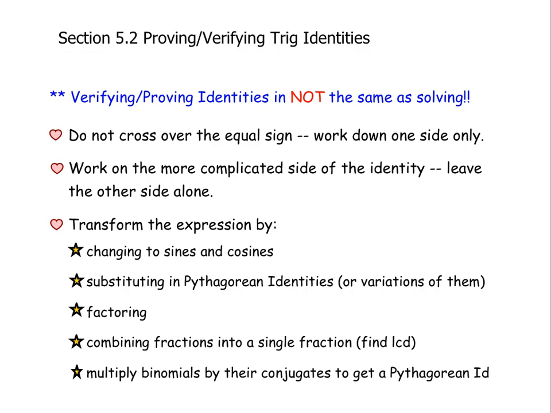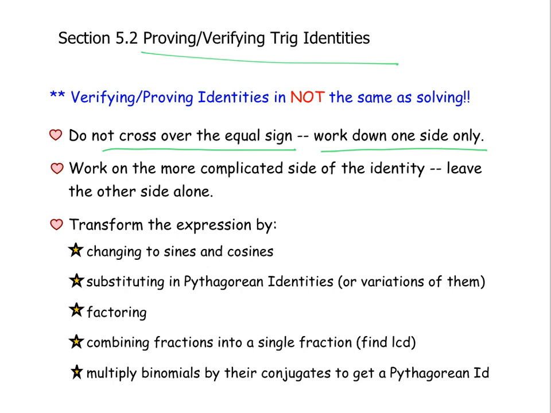This is the second video lesson explaining how to prove or verify trig identities. So remember that it is not the same as solving. If we are proving that two trigonometric expressions are equal, we cannot assume that they are equal and cross over that equal sign. So when we do this, we're going to work down one side only and then make that one side be identical to the other side.